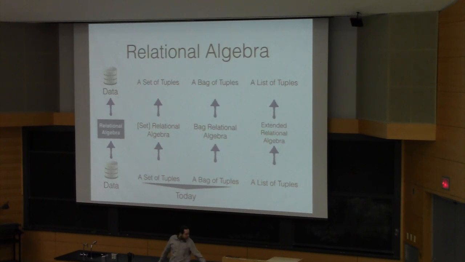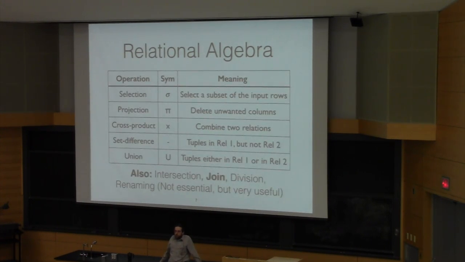Great. Okay, so quick recap of what we talked about last time. We talked about a couple of different relational algebra operators: selection, projection, cross product, set difference, union, and intersection. And we just briefly started talking about joins. So quick show of hands, which of these operators are different in bag and set relational algebra?